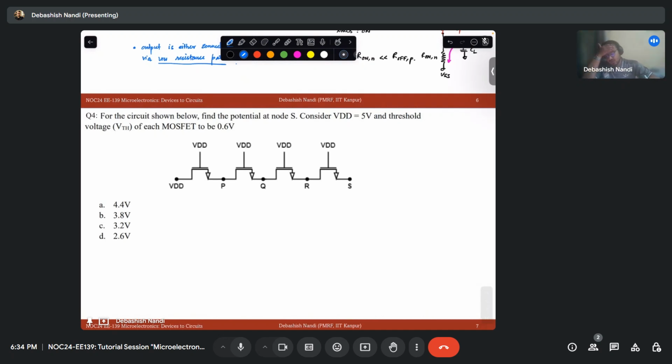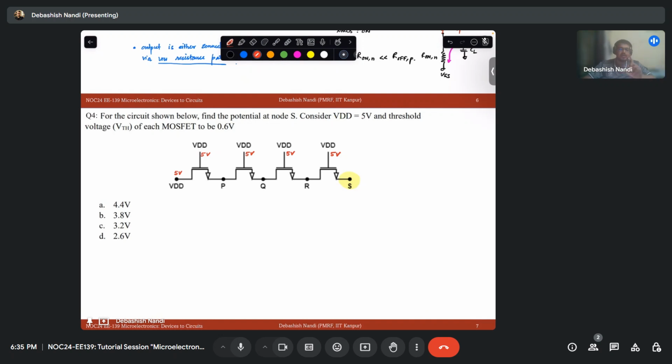So for the circuit shown below, find the potential at node S. So we are asked to find the potential at this node, this yellow highlighted node. Fine. So consider VDD equal to 5 volt. First, let us mark the voltages. So this is 5 volt, 5 volt, 5 volt. This is 5 volt. Fine. So now the threshold voltage of the device is given as 0.6. Fine.